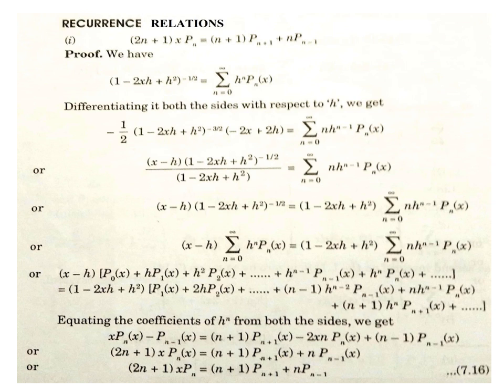When 1 is multiplied with that term, the coefficient is (n+1) P(n+1)(x), and when minus 2xh is multiplied with n h^(n-1) Pn(x), then the coefficient is minus 2x n Pn(x), as you can observe there. And when h² is multiplied with that term, we obtain the coefficient of h^n as (n-1) P(n-1)(x).